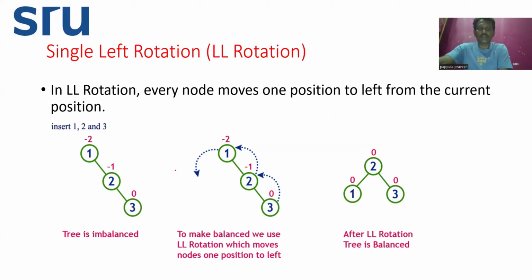In LL rotation, LL stands for left to left. Every node moves one position to the left from the current position. So this is the right skew tree. This is the root node, and the left is empty. We only have right elements 2 and 3. The tree is imbalanced here. Check the left subtree height, 0, minus the right subtree height, 2. So this is 0, this is 1, this is 2. 0 minus 2, the value is minus 2.